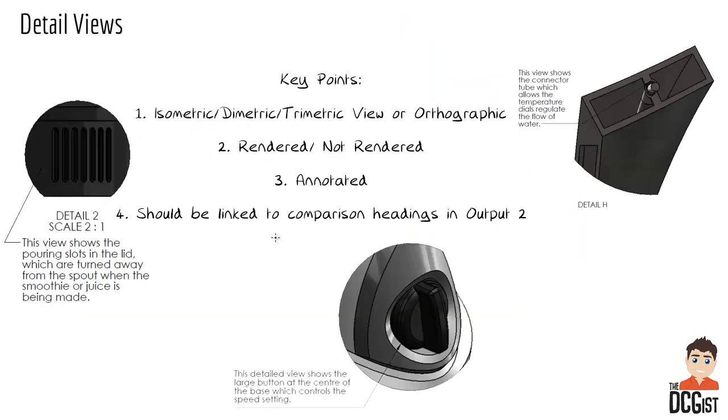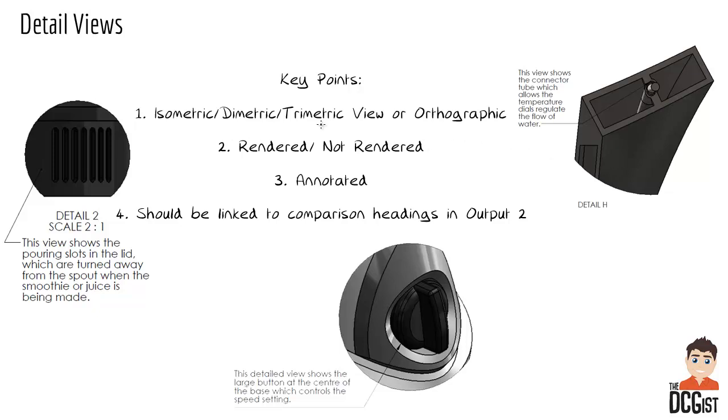The final type of view then that you're going to put into your Output 5 are detail views, okay? Now you'll see a few examples of them here, and what detail views are just showing is a kind of zoomed in version of your model of something that you want to show. So in this case, this student wanted to show the pouring mechanism for their smoothie maker. This student wanted to show off the button to switch it on. And this student wanted to show how their tap switched on and off.